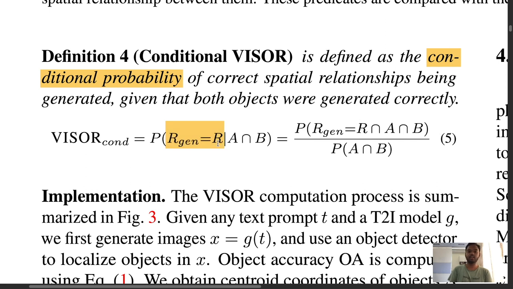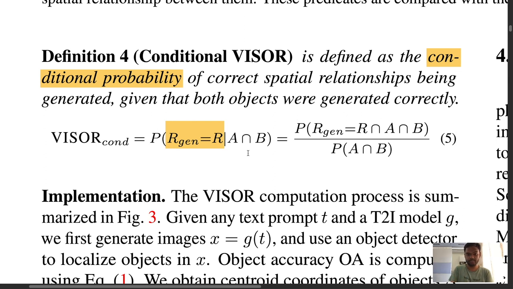Conditional Visor tells you the probability that the relationship is correct given that I have both of my objects in the image. This is the first condition that I want to check, and this is the second condition that I want to check given that the first condition is true. Okay, so event 1, event 2. I want to check the probability of event 2 given that event 1 has already occurred, given that I have both of the objects in the image.